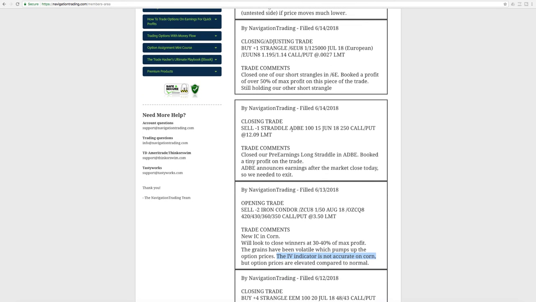Next trade was a closing trade in Adobe. This was our second pre-earnings long straddle that we traded in Adobe.